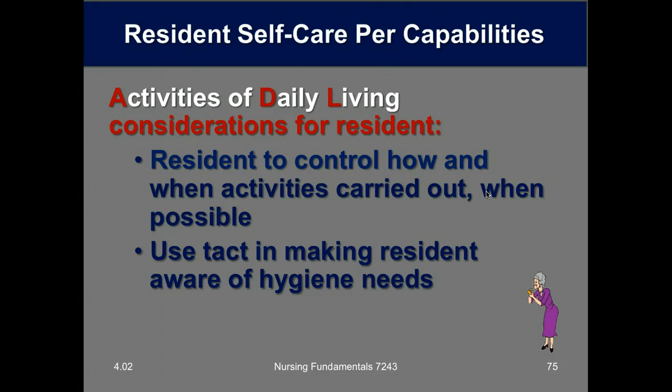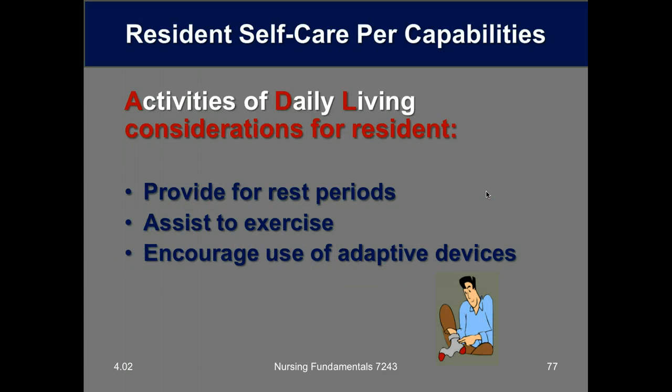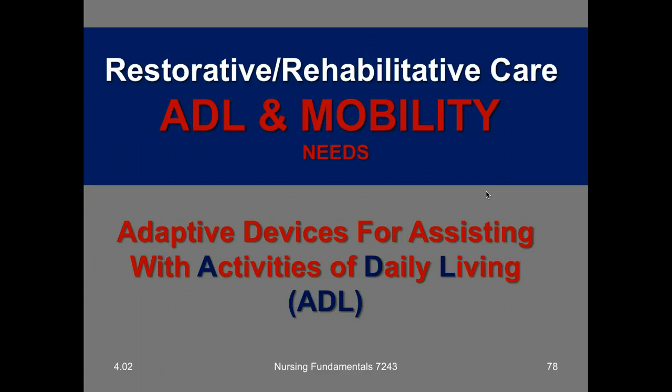So ADLs are the activities of daily living, and the considerations are for the resident to control how and when activities are carried out when they're able to. Use tact in making the resident aware of their hygiene needs. Encourage the use and selection of appropriate clothing. Be patient and allow time for slower paced activities. Provide for rest periods. Oftentimes just taking a shower wears a resident out. Assist to exercise and encourage the use of adaptive devices.